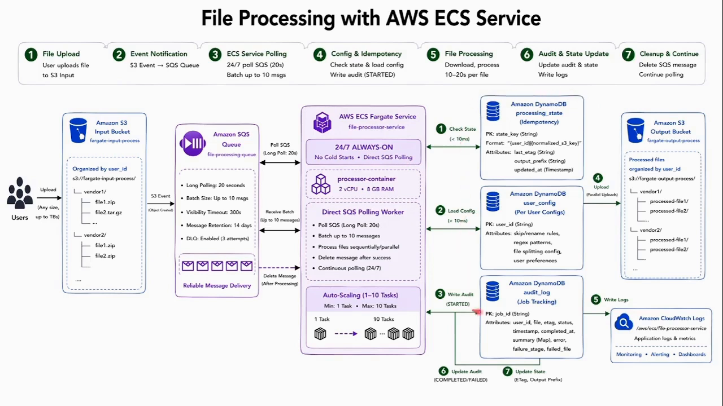As in the previous approach, we have three tables in our DynamoDB, and the processing state works similarly to the previous approach. Once the message starts processing, we'll start writing the audit logs, and once it's completed, we'll also update the log. And once the whole process is completed, the file is stored in the output bucket. Here also we are using CloudWatch for monitoring. So this is our second approach for the same problem. And now let's get to the third approach.